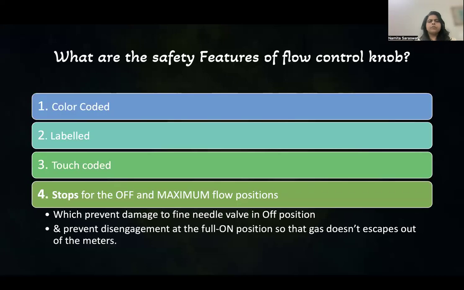So what is the role of the stop? It will prevent damage to the fine needle when it is in the complete off position. When it is in the complete on position, it will prevent disengagement. If there is disengagement, there will be loss of gas out of the flow meters.